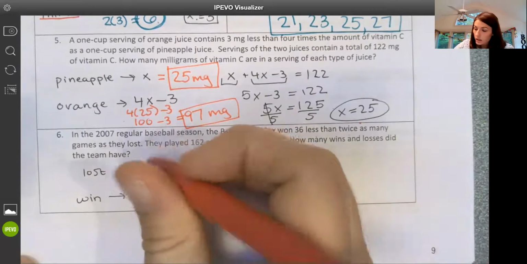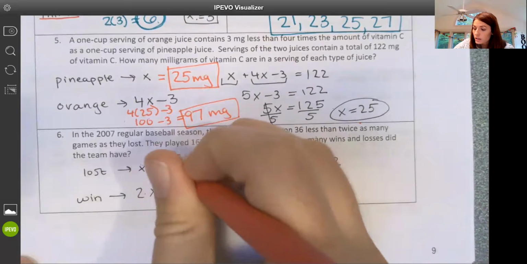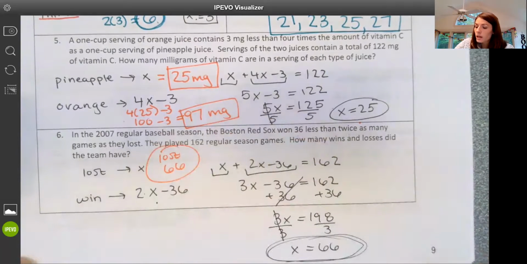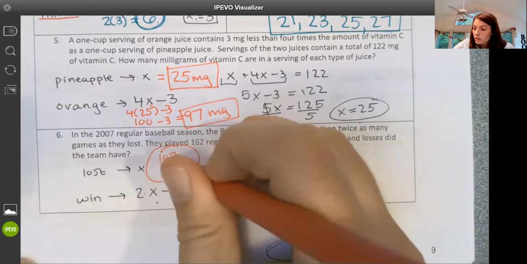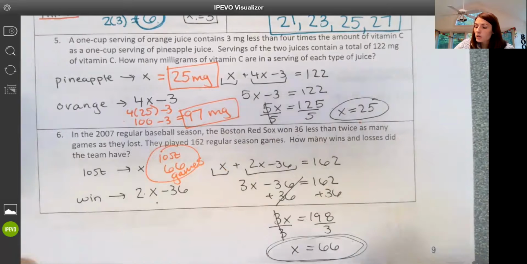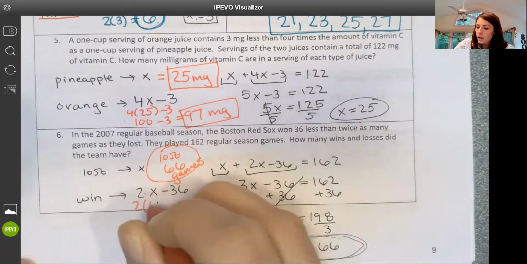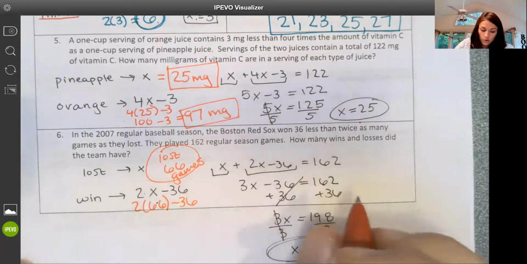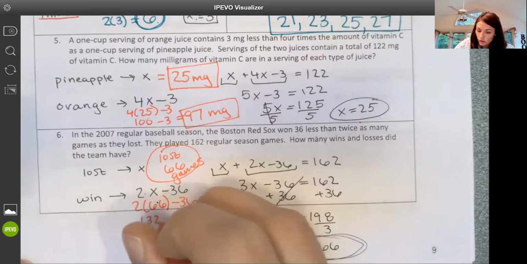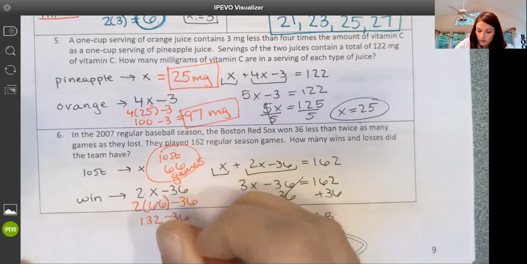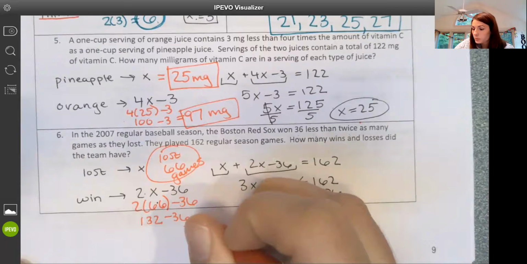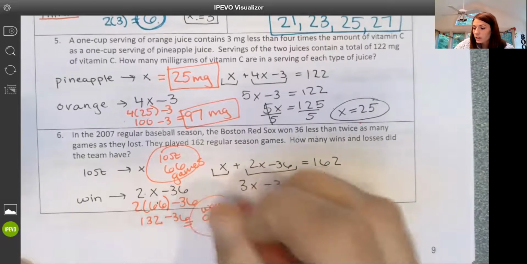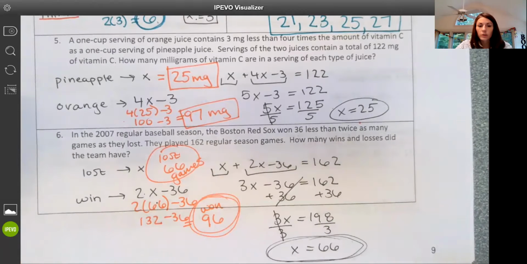So they lost 66 games. Now they won 2 times that amount and then 36 less than that. So 2 times 66 gives me 132. Subtract 36 tells me that they won 96 games. I hope that helped in terms of going through those word problems.